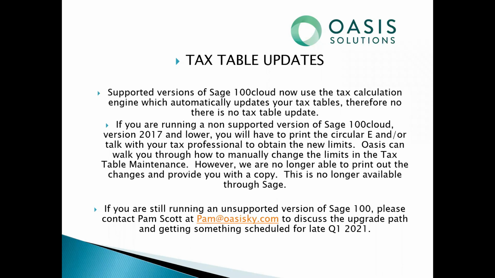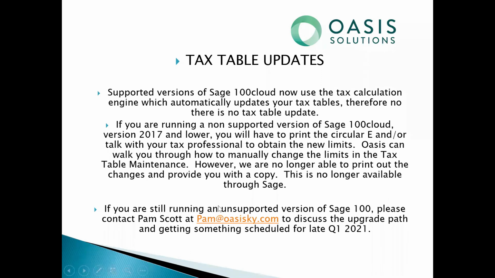This year, we will not have the ability to print that out for you because Sage will no longer be providing that. Those are considered unsupported versions, so they're not issuing any tax tables at all. It's managed differently now. So you will need to get the Circular E or whatever documentation that you need to determine what those federal changes are and any state changes. OASIS can still assist you in showing you how to change that within the tax table maintenance if you need assistance. We just will not be able to provide you with a printout any longer.